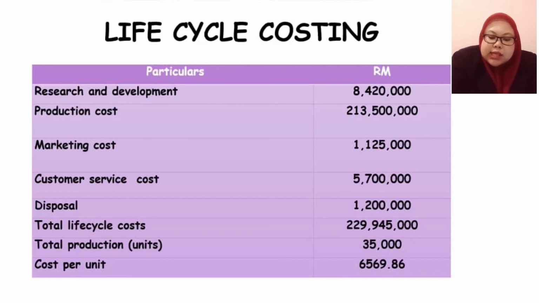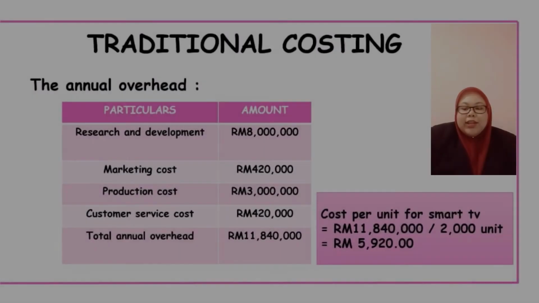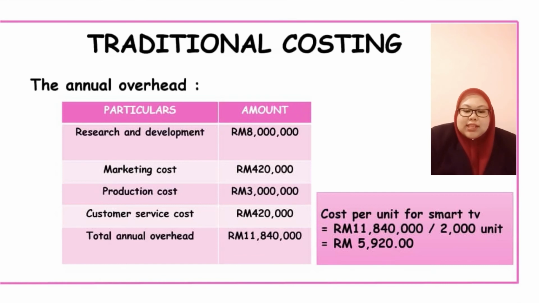In this example, it gives a total life cycle cost amounting to 229,945,000 ringgit Malaysia, and then we divide it by the units produced of the smart TV, which is 35,000 units. So by using life cycle costing, the cost of the smart TV per unit amounts to 6,569 ringgit and 86 cents. Okay, done with the life cycle costing calculation.